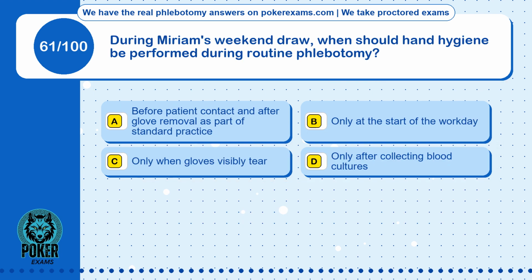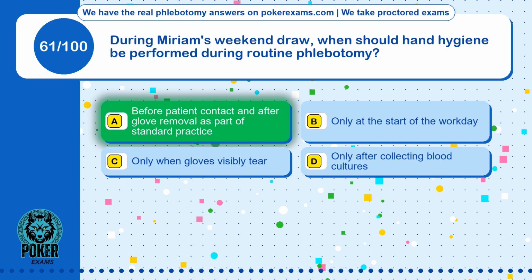Question 61. During Miriam's weekend draw, when should hand hygiene be performed during routine phlebotomy? Option A. Before patient contact and after glove removal as part of standard practice. Option B. Only at the start of the workday. Option C. Only when gloves visibly tear. Option D. Only after collecting blood cultures.